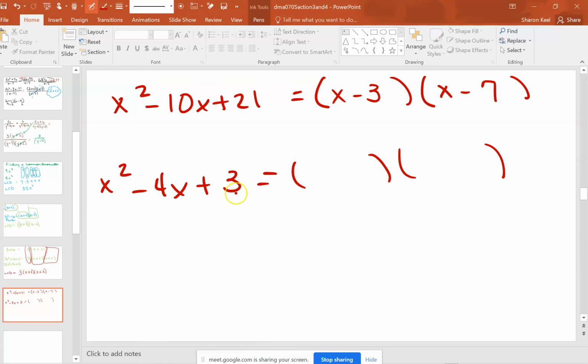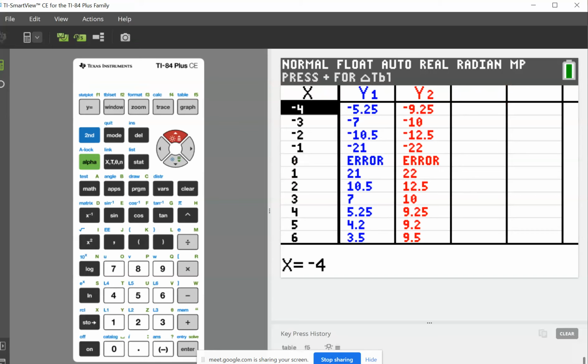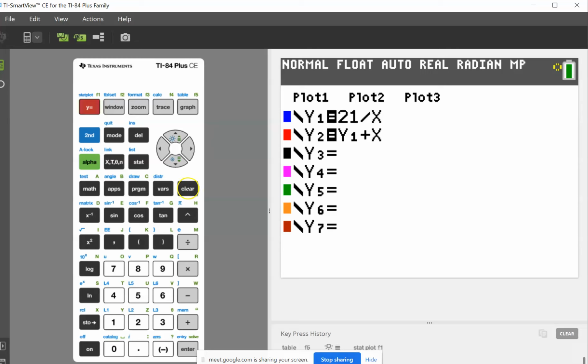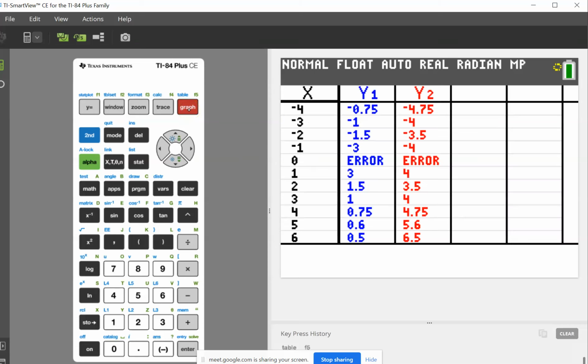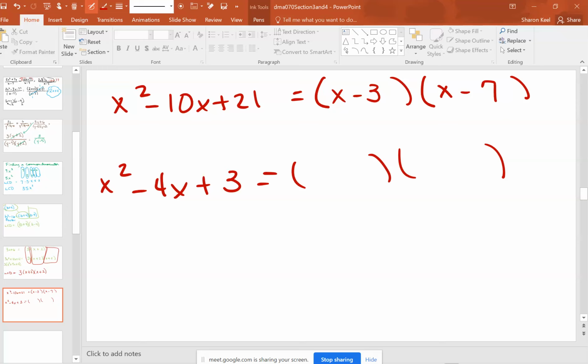For the other one, we have a 1 times 3. So that's going to give us 3 divided by x. Second table, and we're looking for our middle number, which was a negative 4. Negative 3 and a negative 1.